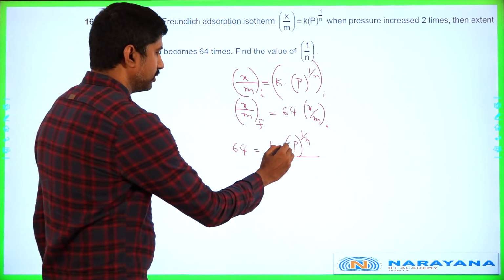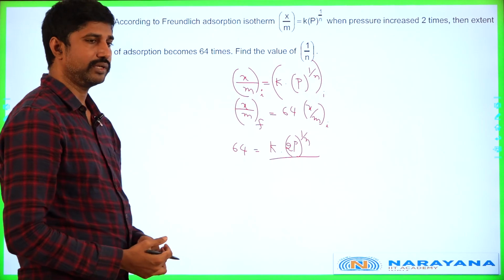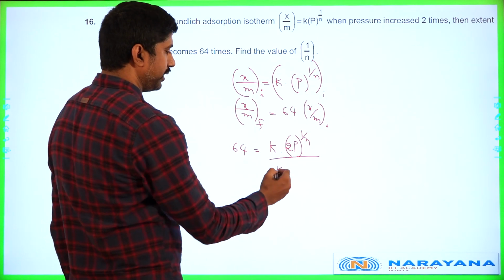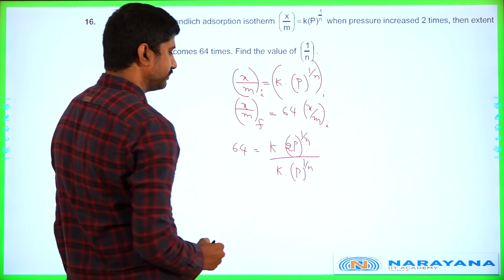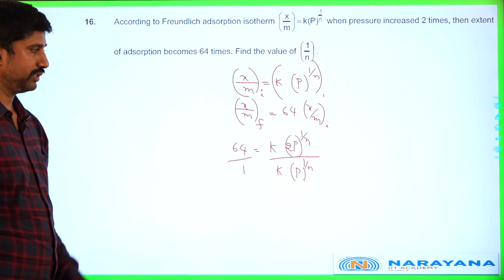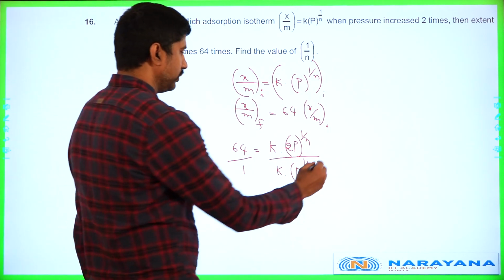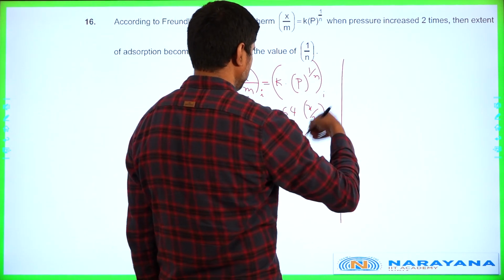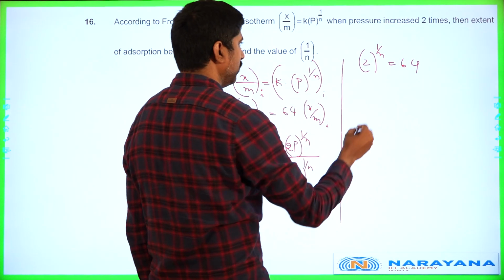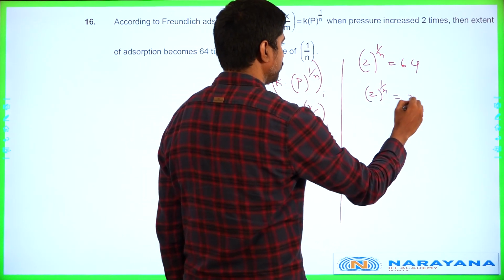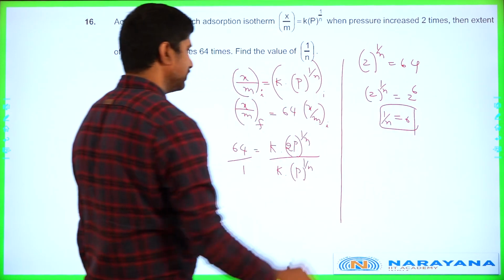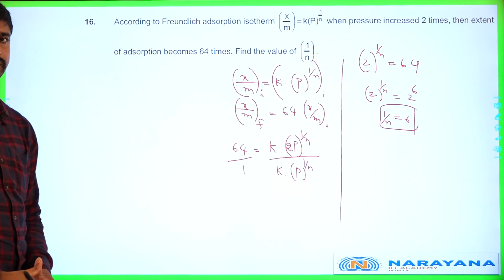So final pressure is 2p because when pressure is increased by 2 times. By initial pressure, initial data k into p power 1 by n. So this is 64 by 1. The ratio was given to be 64. And so what we can write here, k gets cancelled, p power 1 by n gets cancelled. So 2 power 1 by n is equal to 64. We write 64 as 2 power 6, and so the 1 by n value is 6.